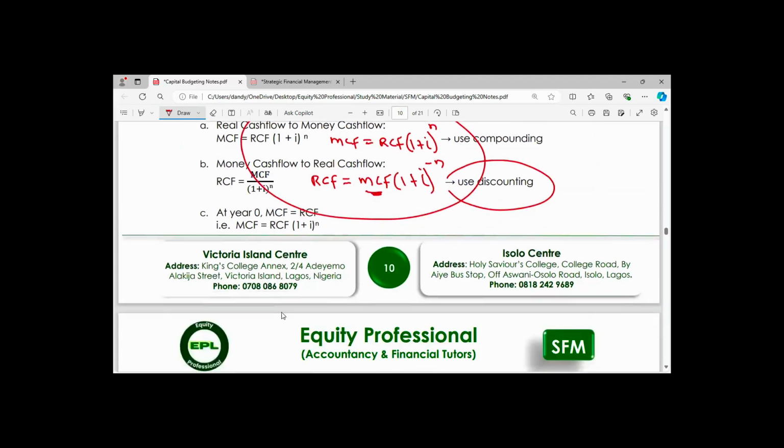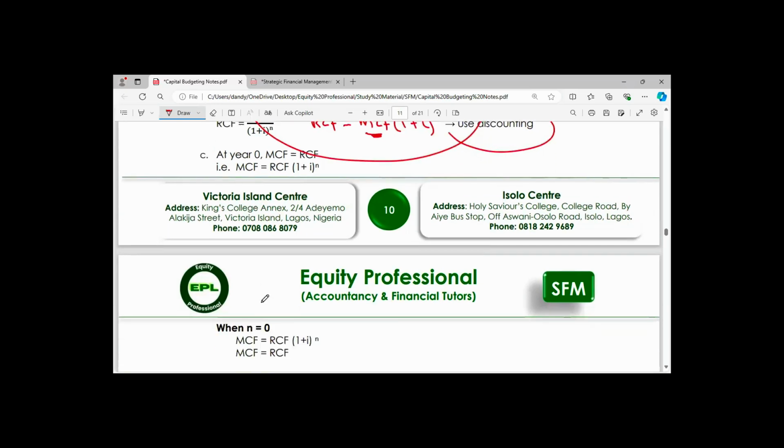Of course, at year zero, money cash flow will be equal to real cash flow. By the time you put n, your n is equal to 0. Anything raised to power 0 is equal to 1. Therefore, money cash flow will be equal to real cash flow.